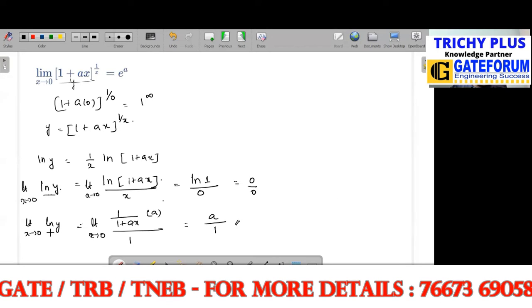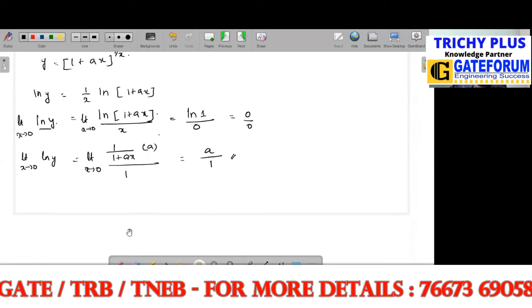You have to remember that this is not the value of limit x tends to 0 of y. This is what we need to find out. But what we found now is limit x tends to 0 of ln y.